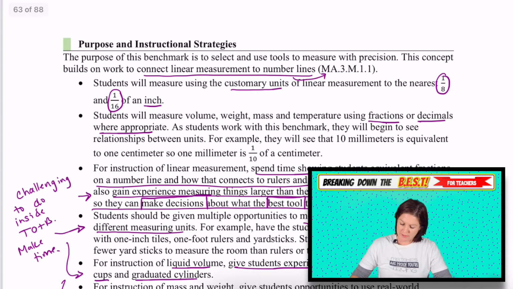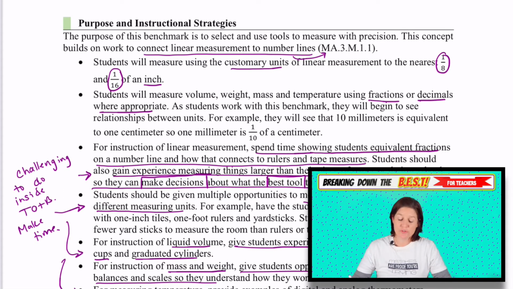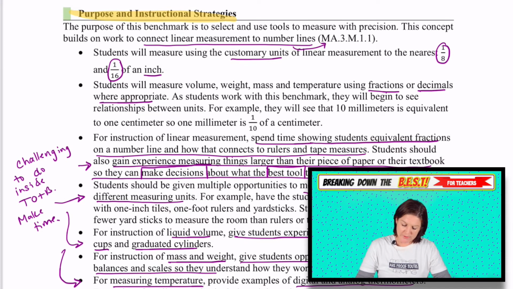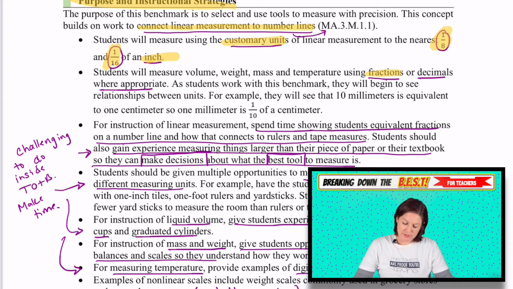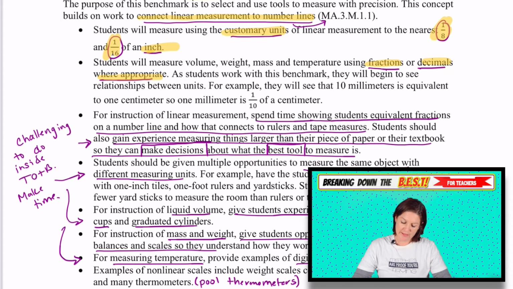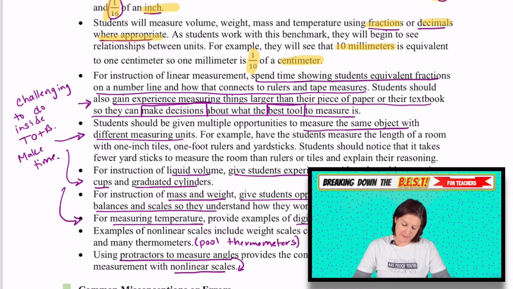But let's go ahead and take a look at the purpose and instructional strategies section right here. So what jumped out at me? Well, it says that we're going to connect linear measurements to number lines, and we're going to measure customary units to the nearest 1/8 and 1/16 of an inch. So remember that. We're going to use fractions or decimals where it is appropriate to, like that 10 millimeters, that a millimeter is 1/10 of a centimeter. And I made a lot of notes here.